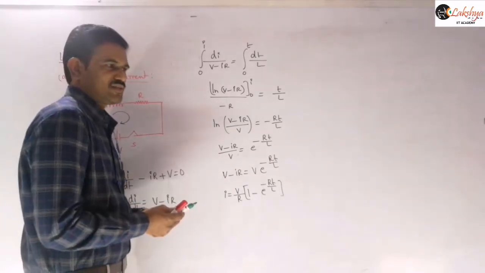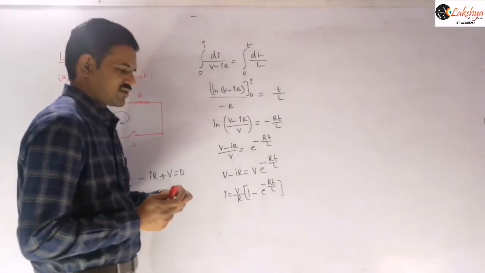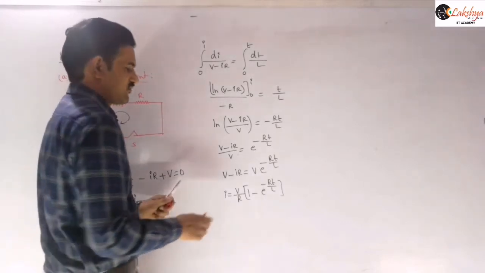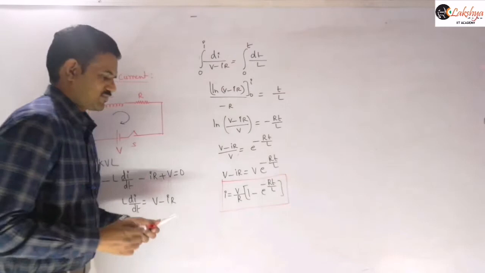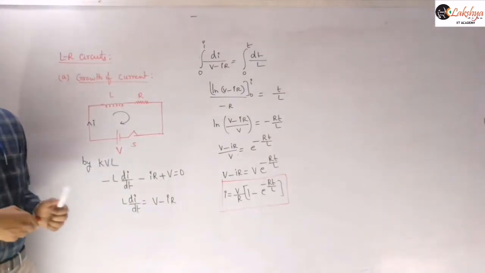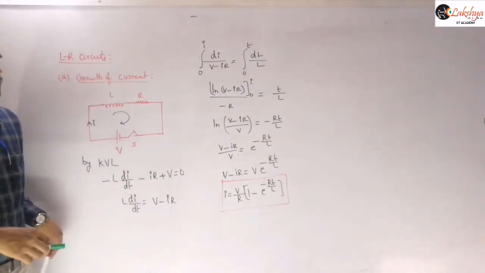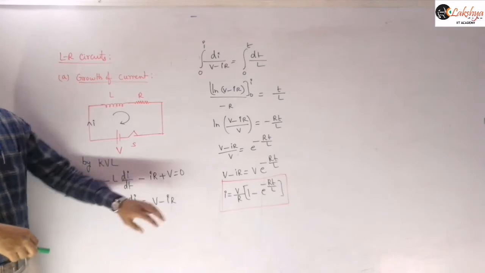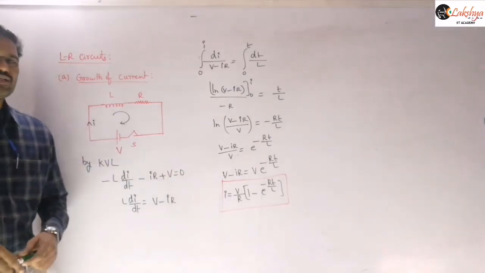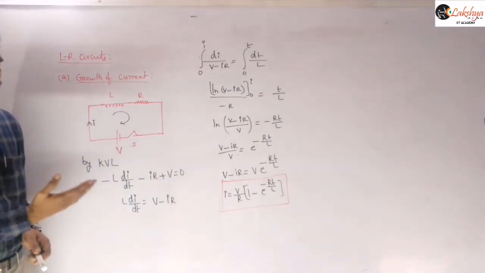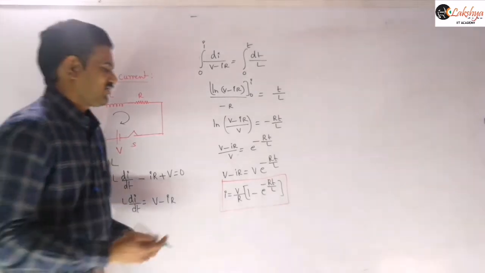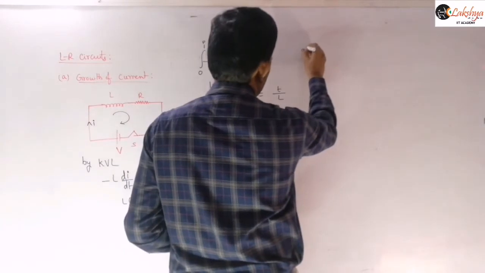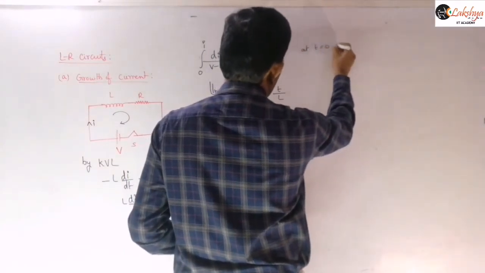So now this is our current expression at any instant of time. Is it clear? This is similar to that in CR circuits, where the charge at any instant of time we get as some expression in terms of Q. Now we can observe whether it is increasing or decreasing with time; just you can verify those values at t equal to 0 and t equal to infinity. So I am writing at t equal to 0.